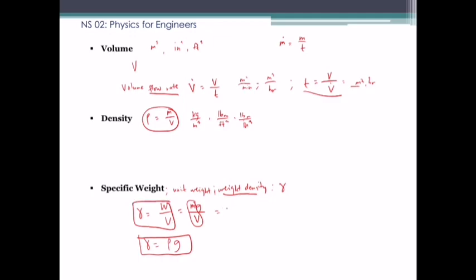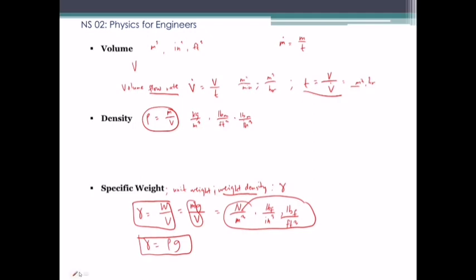Its unit is Newton per cubic meter in weight. In English units, that is pound force per cubic inch, or pound force per cubic feet, so a unit of force over a unit of volume. So these are its units.